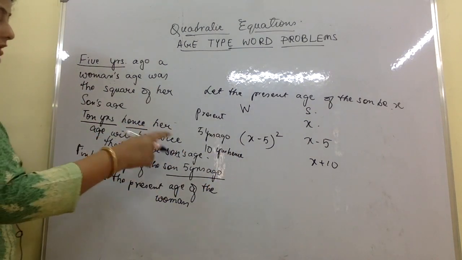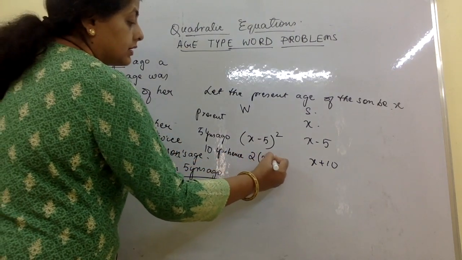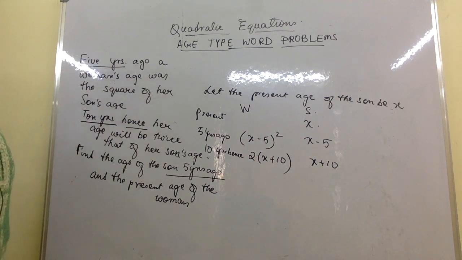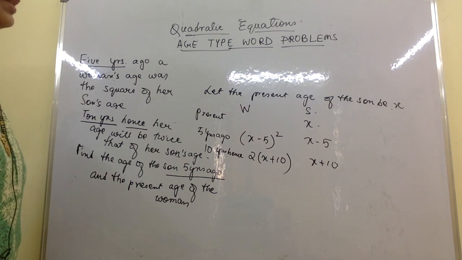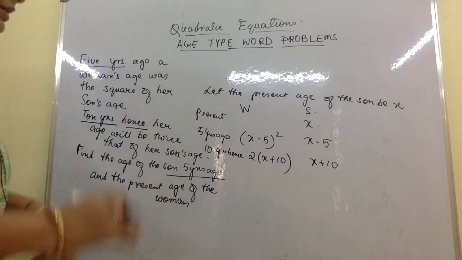Hence her age, that is woman's age, will be twice that of her son's age. See, this is the thing. Okay, so will be twice that of her son's age. Now what I'll do? Now I shall be making an equation, because जब तक हम इक्वेशन नहीं बनाएंगे हम सबको आगे नहीं बढ़ा सकते हैं.